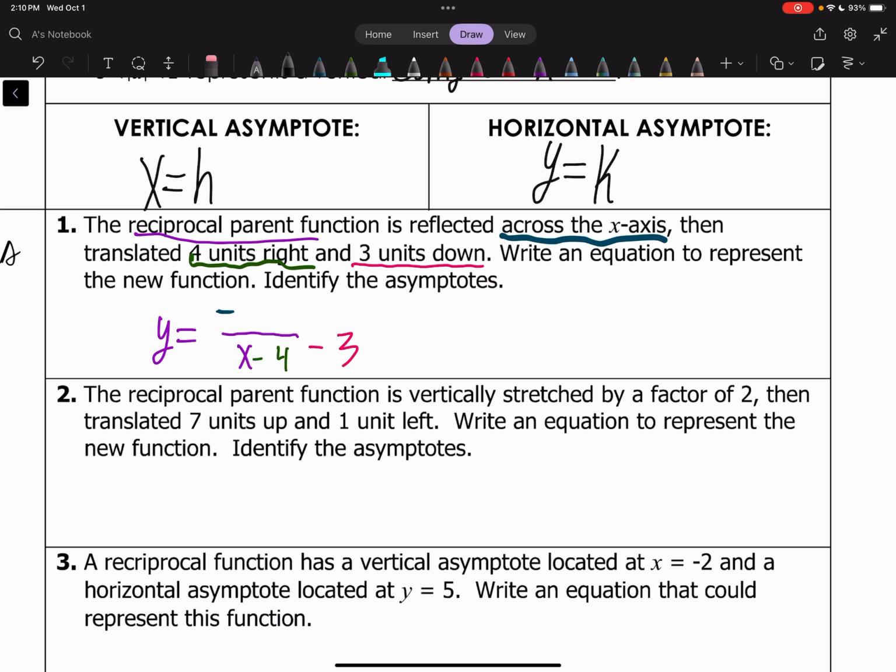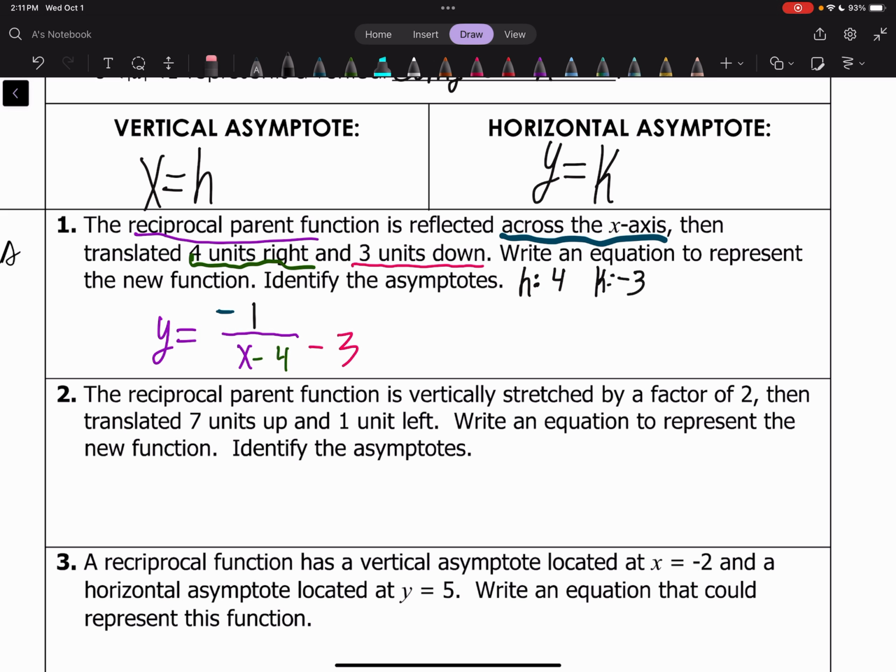Write an equation to represent the new function. Identify the asymptotes. It says nothing about a stretch or compression. Therefore, my a value is 1. There's my equation. You can type this in Desmos if you want to get a look at it, but I'm going to find my h and k values. My h is positive 4, because remember, I am flipping the sign. Instead of negative, it's positive. And my k value is negative 3.